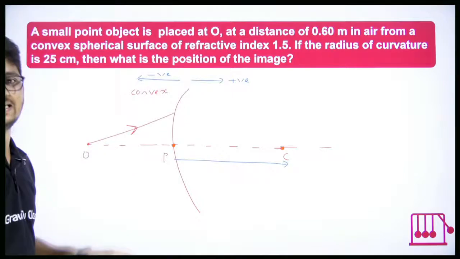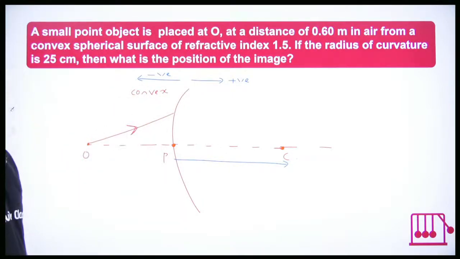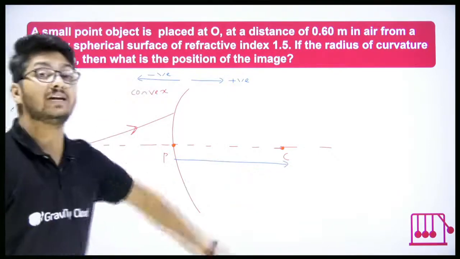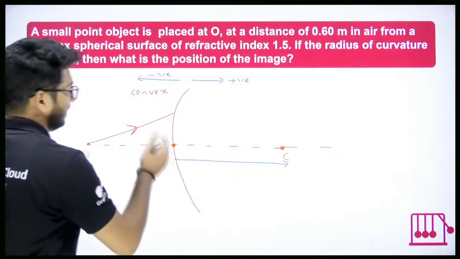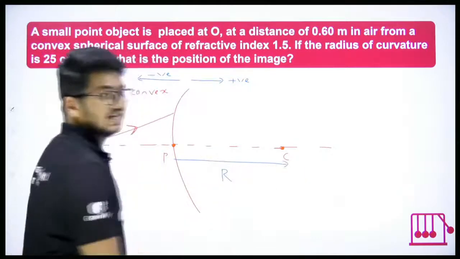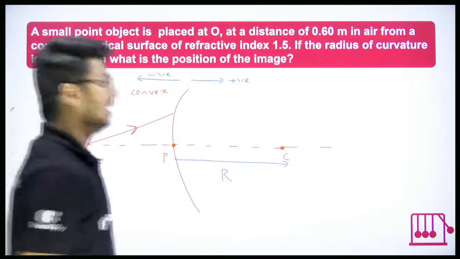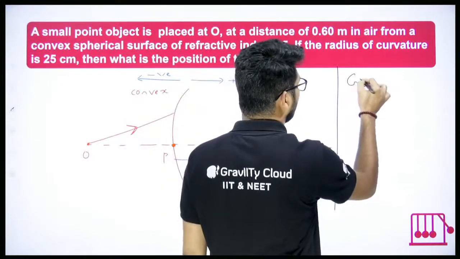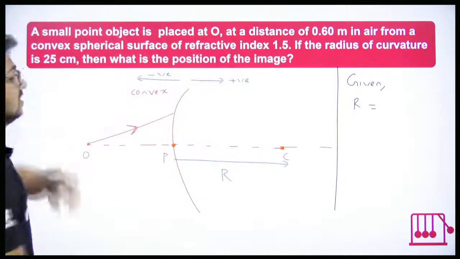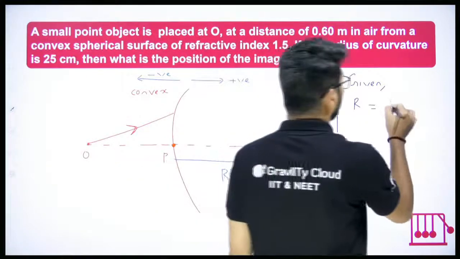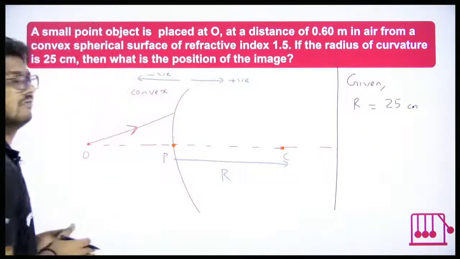See, this is the reason why it is important to draw this, to understand what is convex and what is concave. If you take the other surface, then you'll get the sign of the radius wrong. You have to be careful. From pole to center, it is towards right, and right is positive in this case. That means, according to the given information, radius of curvature is 25 and positive. So I'll take it as positive 25 centimeter.